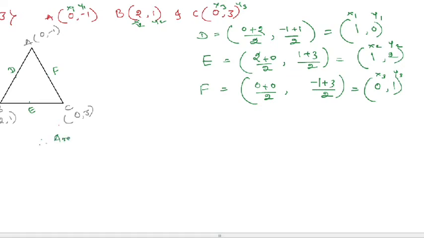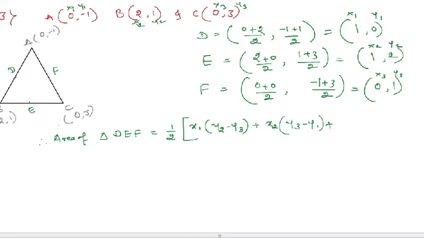Therefore area of triangle DEF is equal to, the formula is half in the bracket x1 in the bracket y2 minus y3, plus x2 in the bracket y3 minus y1, plus x3 in the bracket y1 minus y2.